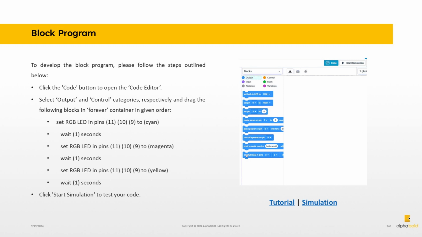Click the Code button to open the code editor. Select Output and Control categories, respectively, and drag the following blocks in the Forever container in the given order. Set RGB LED in pins 11, 10, 9 to cyan. Wait 1 second. Set RGB LED in pins 11, 10, 9 to magenta. Wait 1 second. Set RGB LED in pins 11, 10, 9 to yellow.